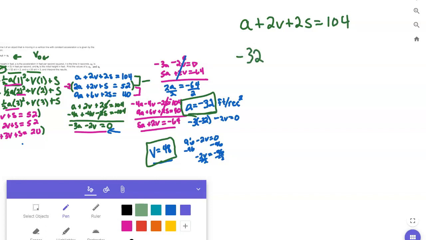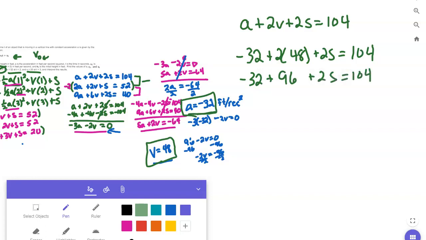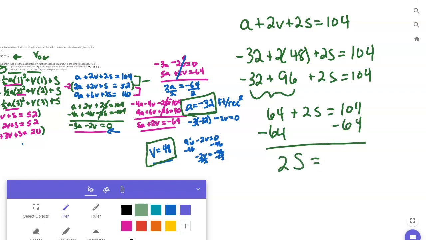And so we know our acceleration due to gravity is -32, plus 2 times our velocity, which is 48, plus 2s equals 104. And so you'd have -32 plus 2 times 48, which is 96, plus 2s equals 104. And so these two here, that's 64 plus 2s equals 104. Then we'd subtract the 64, and 2s equals 40. And so s is 20, because you divide by 2. So in other words, our initial height is 20 feet.